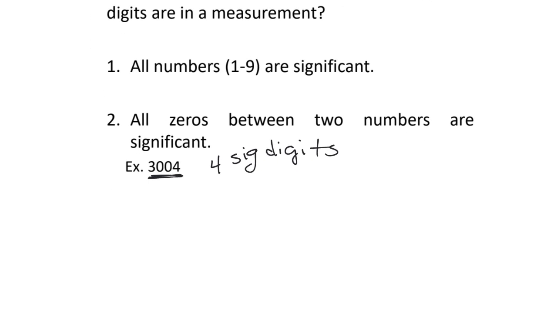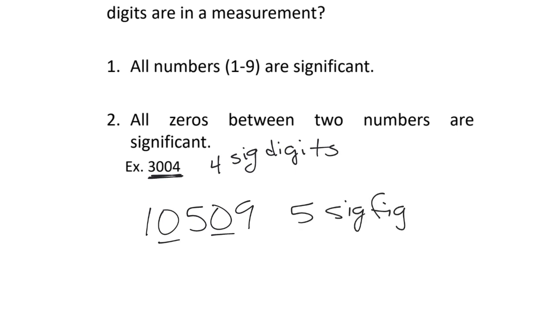So let's say we have another number. Let's do 10509. Once again, these zeros are in between. So that is 1, 2, 3, 4, 5 sig figs. It's when they're in the beginning or the end that they become placeholders, depending on whether there's a decimal or not. Everything depends on the decimal.